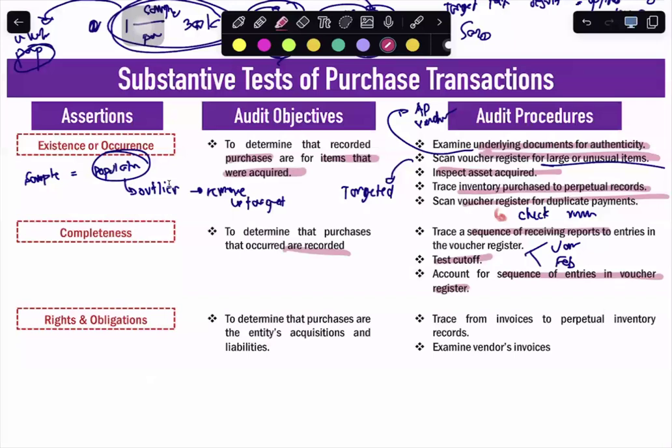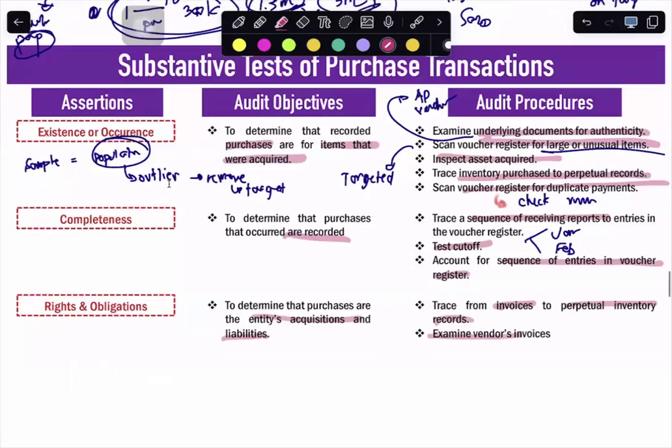Next, rights and obligations, to determine that purchases are the entity's acquisitions and liabilities. So we check based on our invoices whether it was already entered into our records. So we look into the vendor's invoices if it is already entered into our records, and at the same time, we examine the different vendors' invoices.